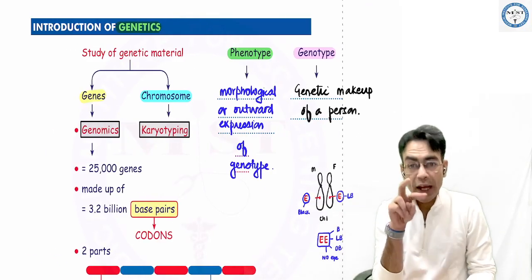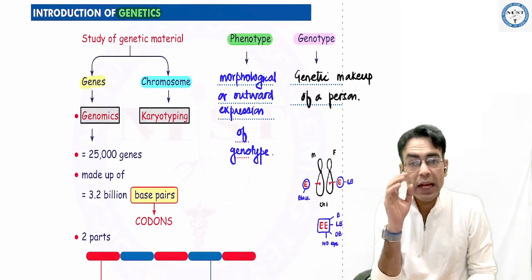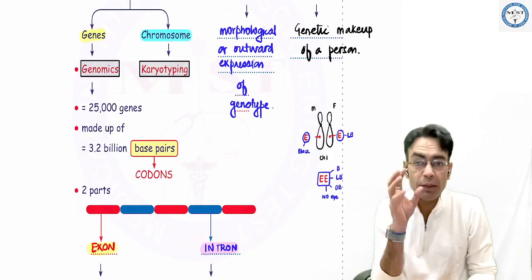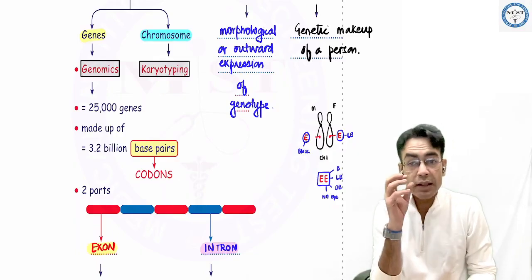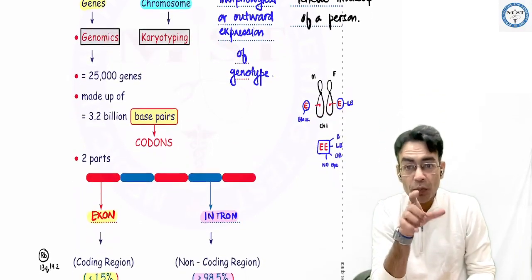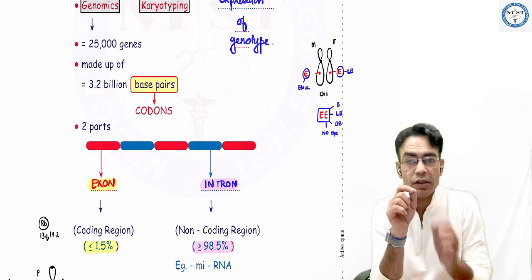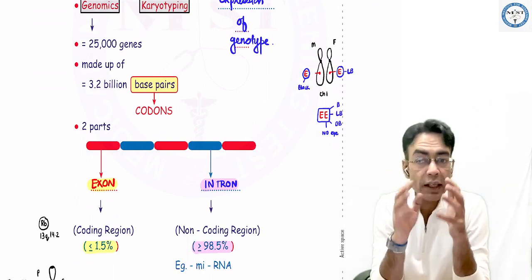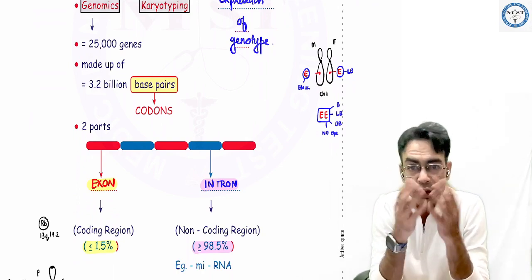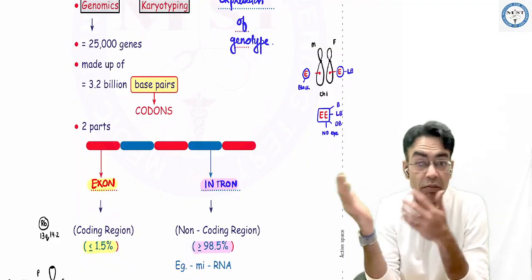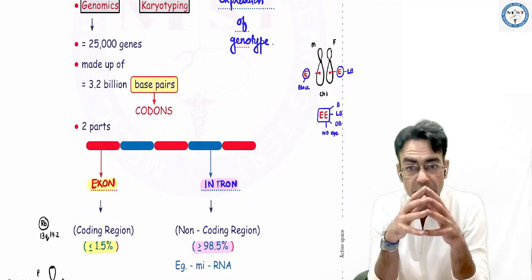So karyotyping and genomics together make genetics. We have 25,000 genes made up of 3.2 billion base pairs. These base pairs can be of two types. They have two parts, exons and introns. Introns are the non-coding part, and exons are the coding part. Maximum exon we can have is around 1.5%, and minimum introns we can have is 98.5%.